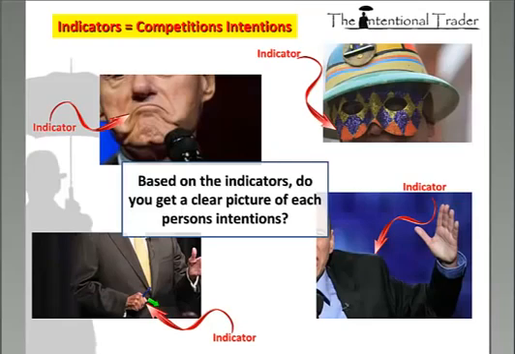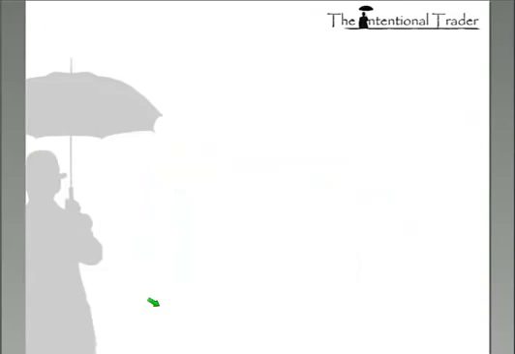So based on the indicators, does each of these things give you a clear picture of what this person's intentions are? Maybe a grimace, or somebody wearing a mask, or somebody with a fist, or somebody with their shoulder up. Is this a good indicator of what this person's intentions are? Not necessarily, because you've only got this one thing, so it's really hard to determine what any one of these people is likely to do next just from this one thing.